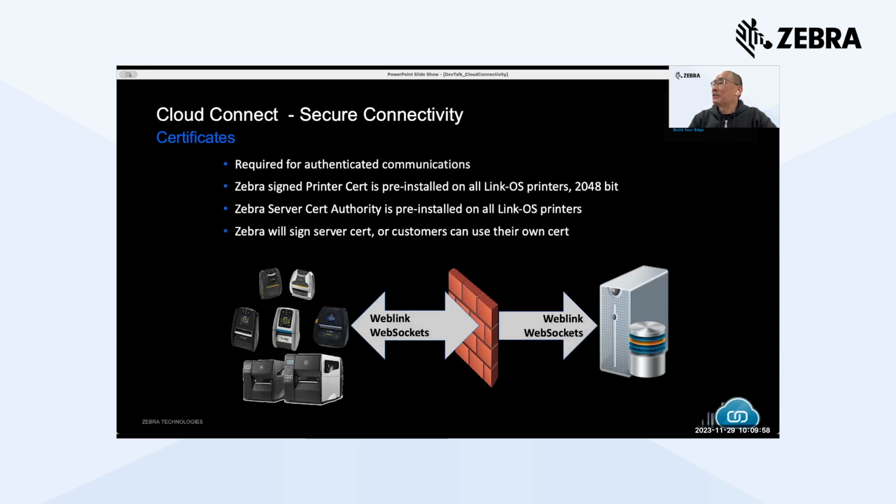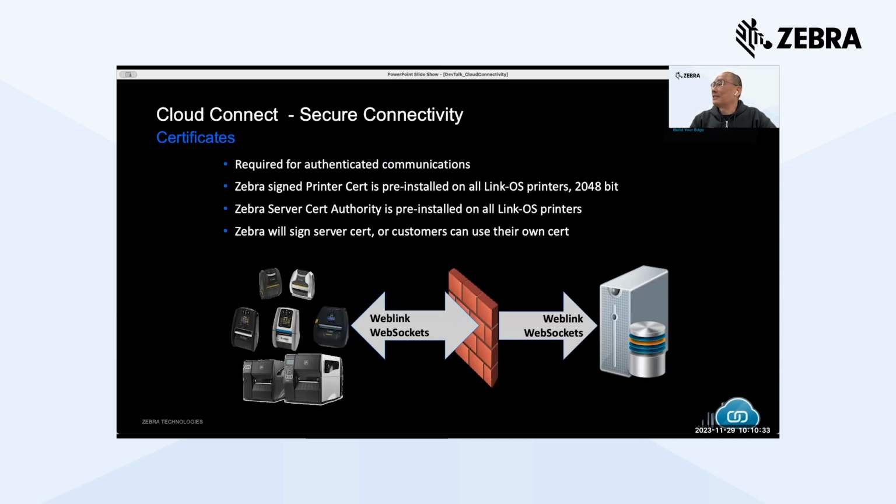Okay, as mentioned, security is essential when we connect a printer through the cloud to the server. So that's why the certificate is critical. In Zebra's WebSocket implementation, we enforce mutual authentication. The printer first needs to authenticate the server through the server certificate, and then the server will verify the authentication of the printer by retrieving the certificate from the printer back to the server.